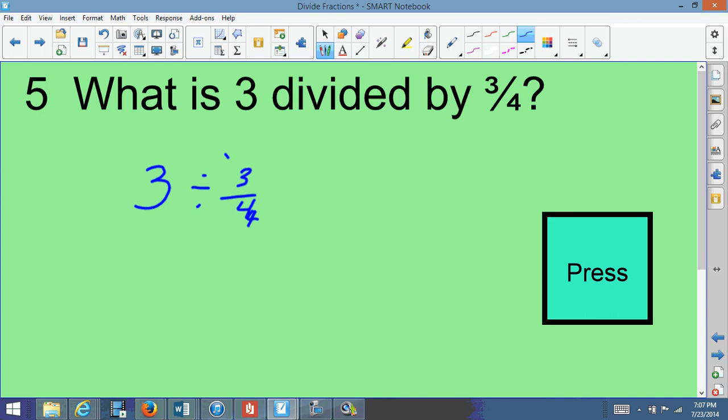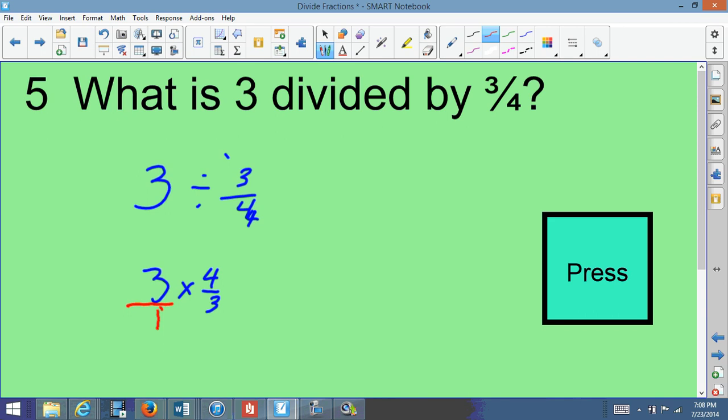So let's remember our rule. Change that division sign to multiplication and flip the second fraction upside down. So we have 3 times 4/3 instead of 3 divided by 3/4, because now it's really multiplication of fractions, and we're going to put a 1 underneath the 3.